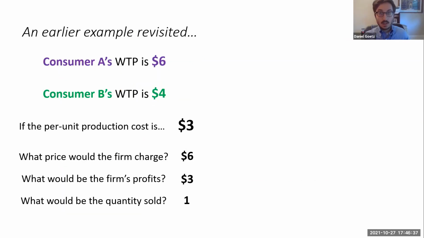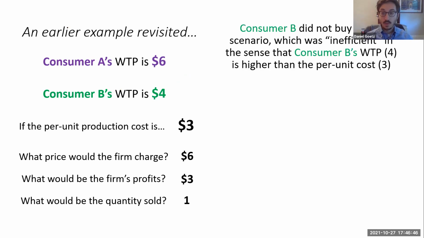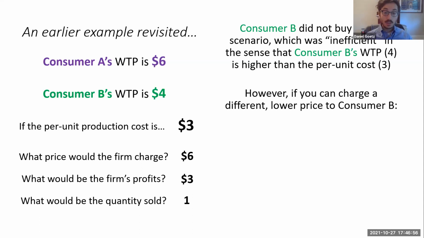So let's see why coupons might be attractive. In our earlier example, A's willingness to pay is $6, B's willingness to pay is $4. And consumer B did not buy in our original scenario. We charged a price of $6 and only A purchased. We could sell to B. If we could sell just to B for $4 and still keep our $6 from A, that's what we would like to do. Because then we can still make $1 by selling to B at their willingness to pay.